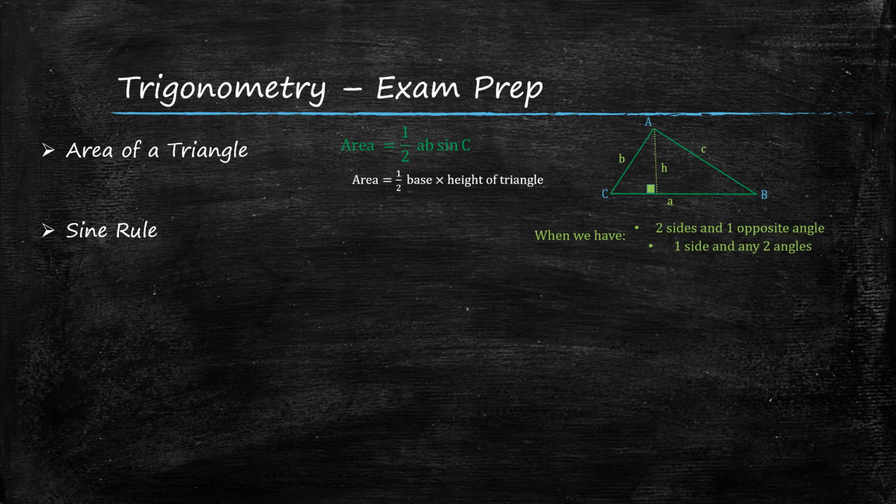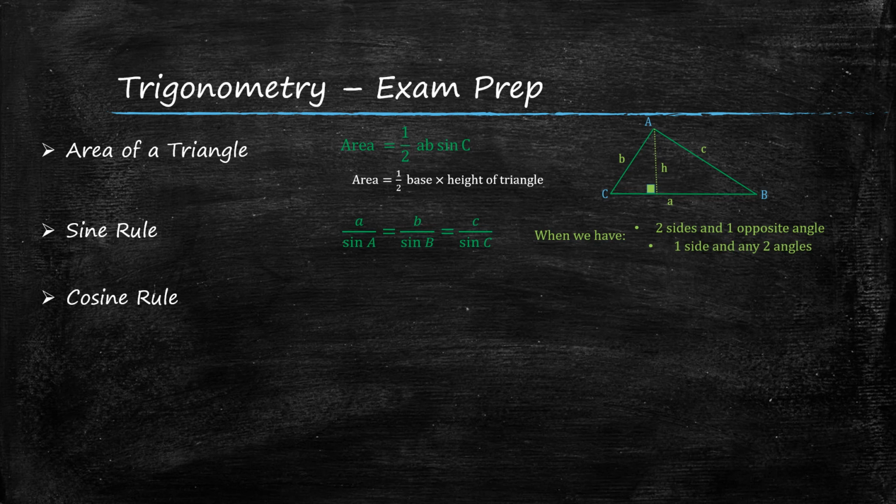We then moved on to the sine rule, a rule that can help find the length of an unknown side or the size of an unknown angle in non-right angled triangles. As shown here, we can use the sine rule when we have two sides and one opposite angle, or one side and any two angles.